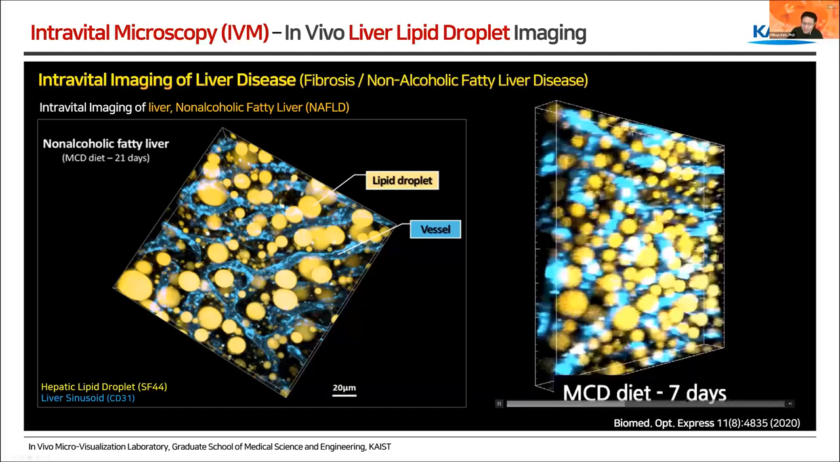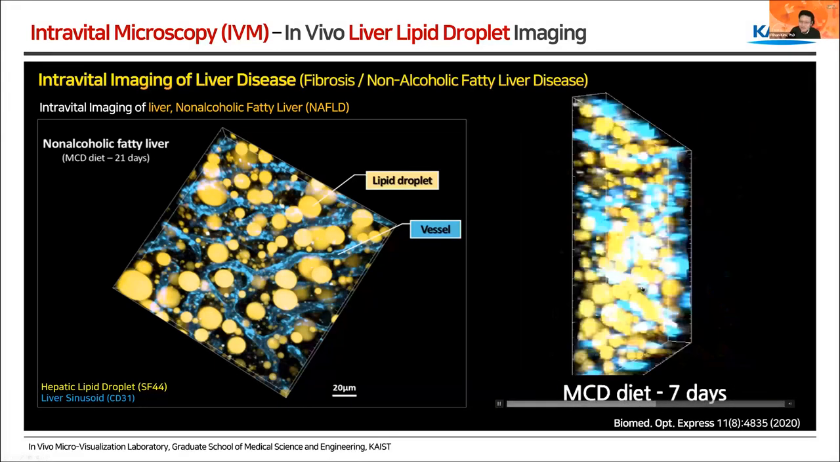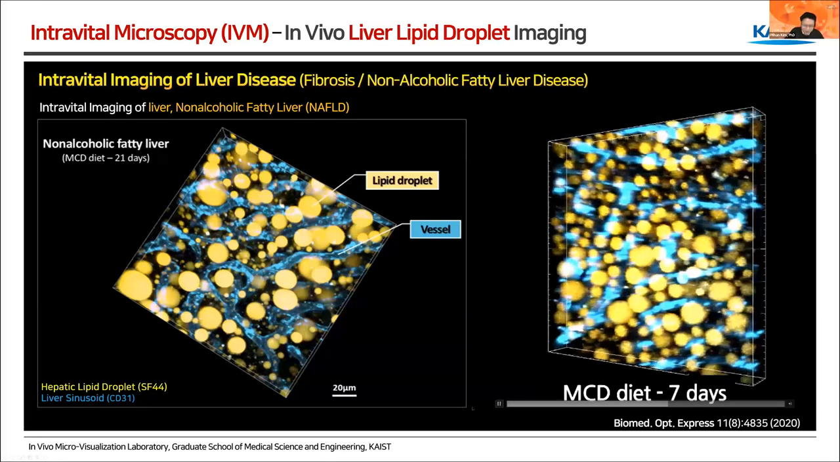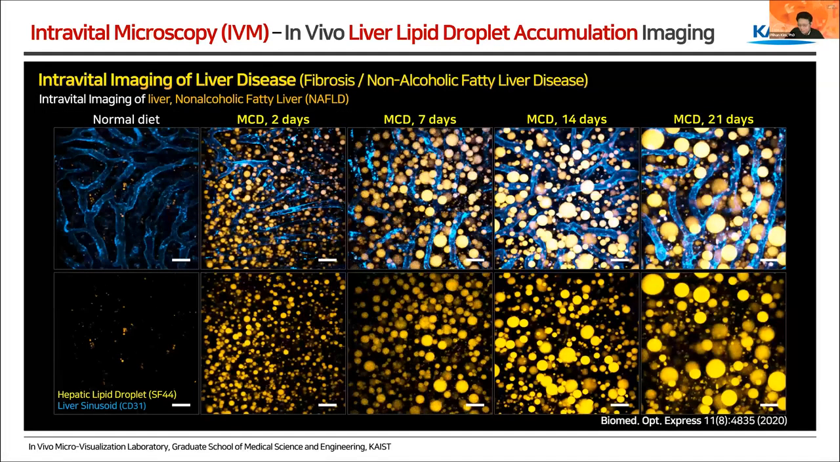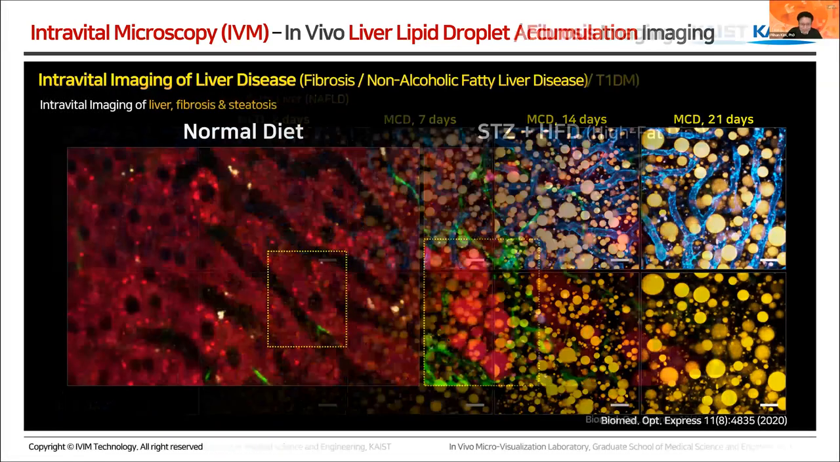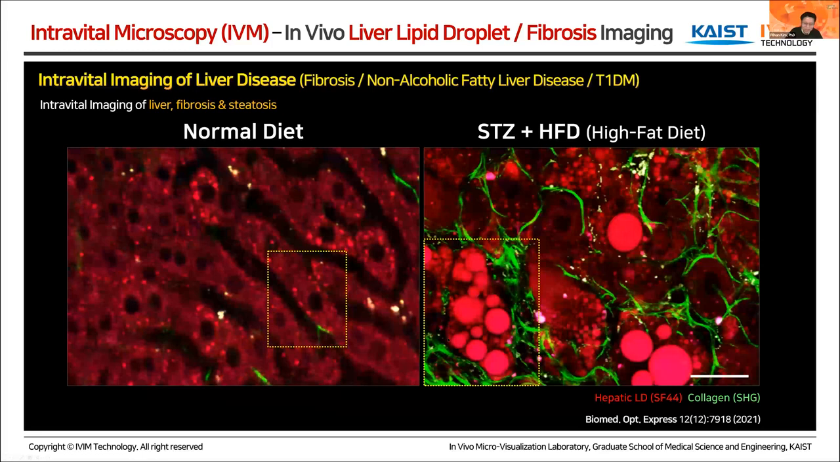And then this is 7 days after this diet. You can see the increase of lipid droplets in the liver. So this is 2 days, 7 days, 14 days, and 21 days. You can clearly see the increase of the lipid droplets in the liver. And then also, as I explained before, we can monitor the collagen. So basically, we can monitor the liver fibrosis together with the lipid droplet accumulation.